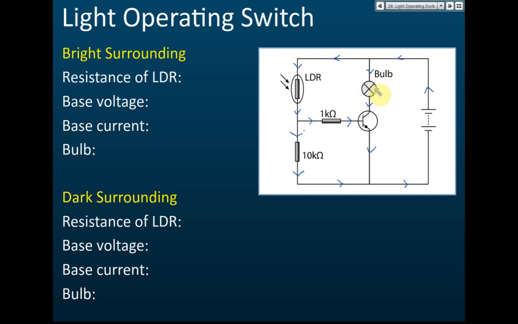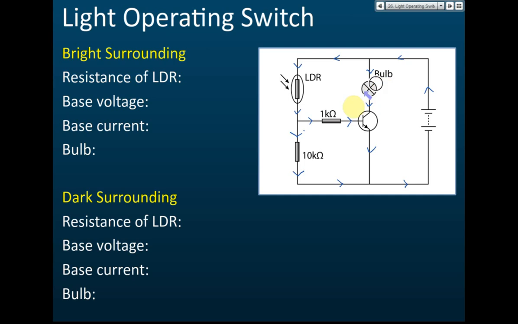Now the current flowing around this bulb is controlled by the current at the base. If you still remember, the current at the collector is controlled by the current at the base. If the current at the base is zero, then here also zero. If the current here is very low, then the current here is also very low, then the bulb does not light up. Only if the current at the base is higher, then the current at the collector is high, and then the bulb lights up. So always remember the collector is controlled by the base. The higher the current in the base, the higher the current at the collector.